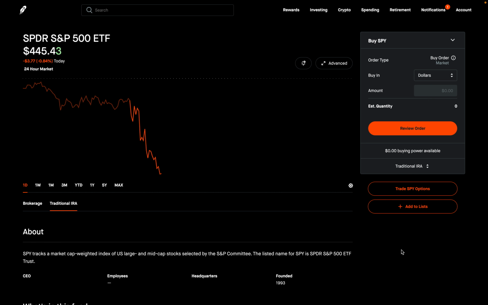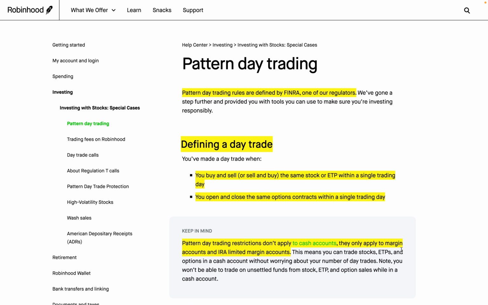So, day trading is over on Robinhood. What do I mean by this? Something very important happened yesterday that I need to warn you guys about, and it has to do with PDT on Robinhood, the pattern day trading rule on Robinhood.